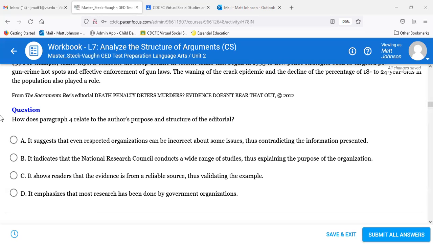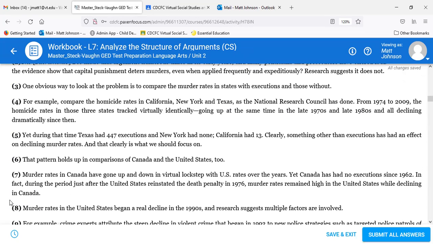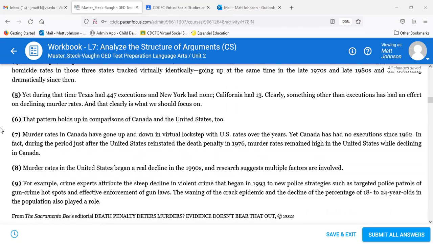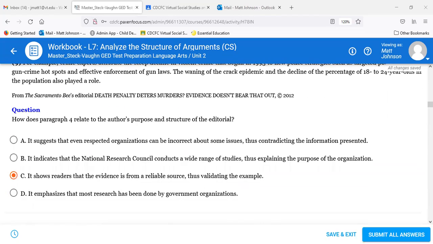So that is C. Yeah, C as in cat. It shows readers that the evidence is from a reliable source, right? When you cite where that information comes from, so from the National Research Council. That's the idea. You always want to make sure that you're using credible evidence, something that can be verified.